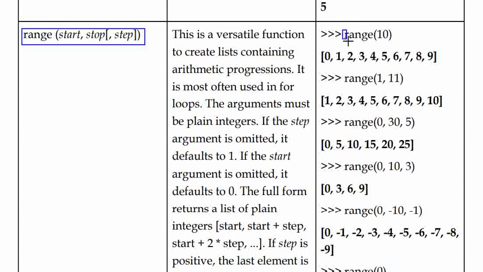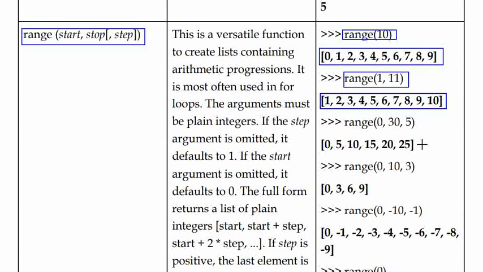Let's take one example, range(10). It creates a list from 0 to 9. range(1, 11) starts from 1 and ends at 10, so a list is created from 1 to 10. range(0, 30, 5): it starts from 0, 5, 10, 15, 20, 25 because the step is given as 5. range(0, 10, 3): here the step is 3, so it gives 0, 3, 6, 9, the table of 3.